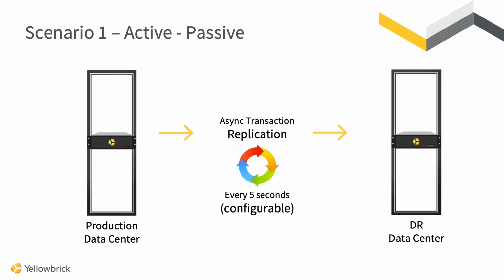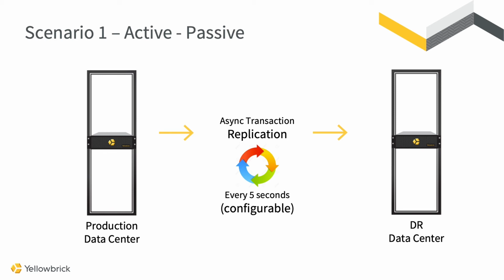Scenario 1, active passive. So what we're doing here is you can have a production workload running in a data center, and that can be replicating to a DR site. Now, again, this is configurable. It could be every 5 seconds, or it could be a longer period of time, depending on the nature of your network and how often your data is updated.